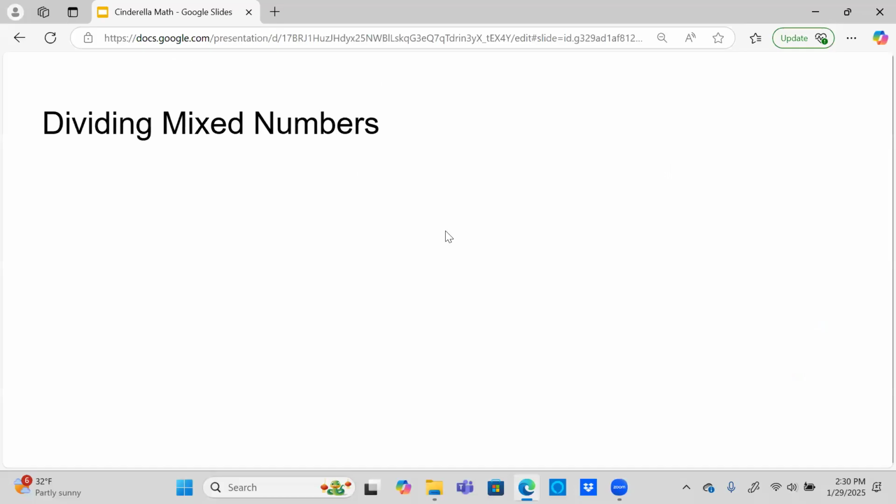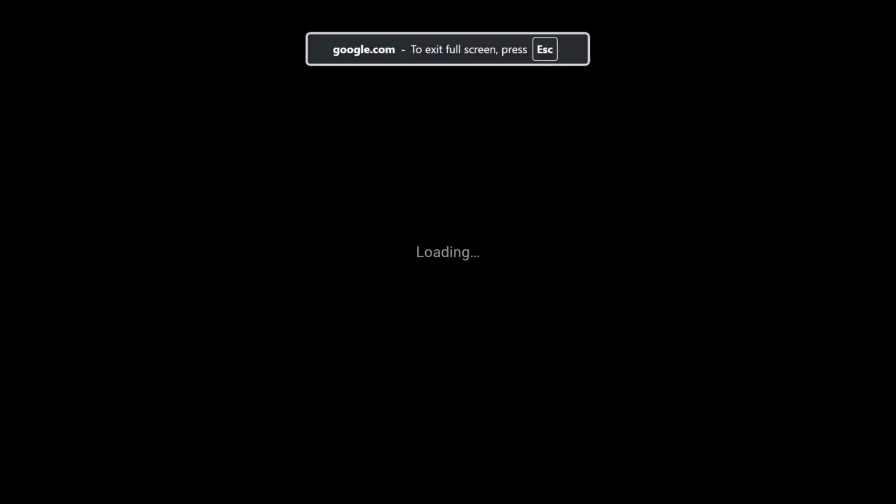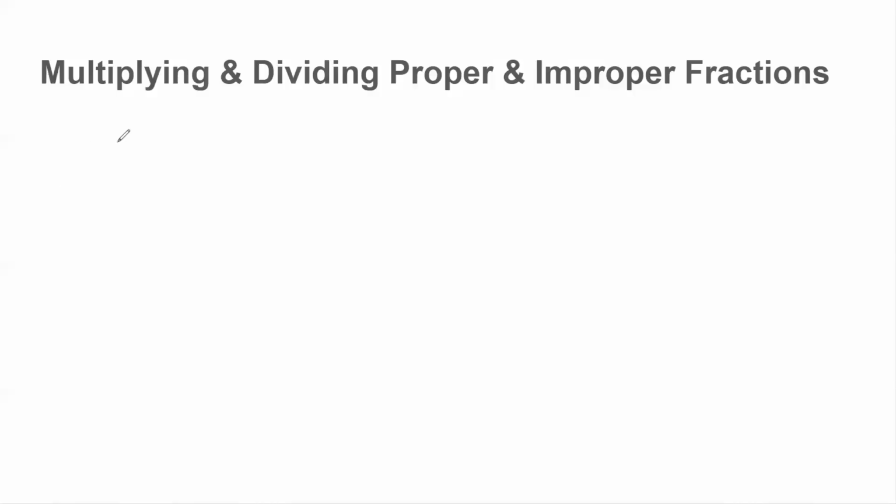Let me just get back to that slide there. Alrighty. So let's start with just proper fractions. Proper fractions means the top is smaller than the bottom, right? So a half, that's proper, times a third. Both of those are proper fractions. That's going to be my example one.